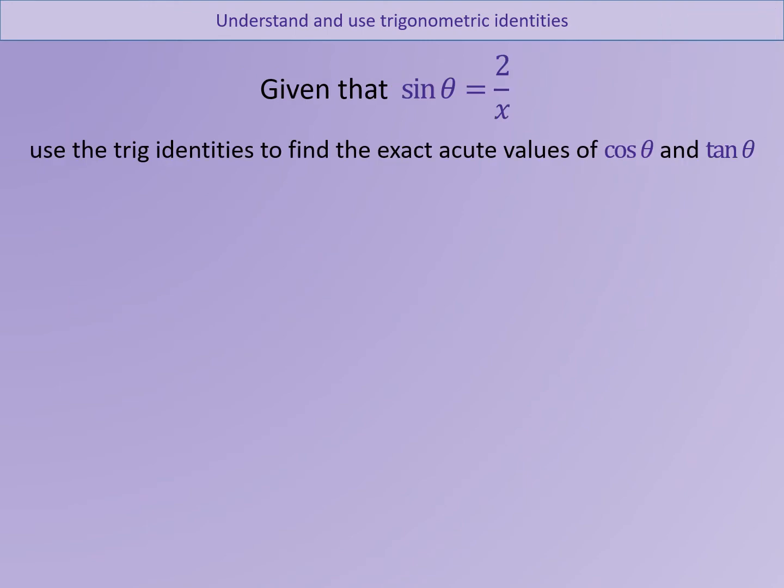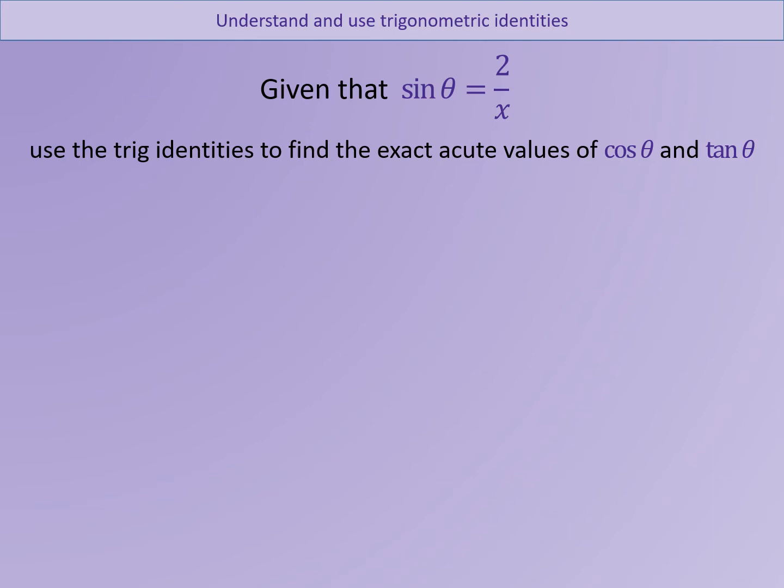Okay, so now that we've derived the two identities, it's time to look at a couple of questions that would use them. So in this particular question, we're given the value of sine theta, where sine theta is equal to 2 over x, and it says use the trig identities to find the exact acute values of cos theta and tan theta. So we'll do these one at a time.